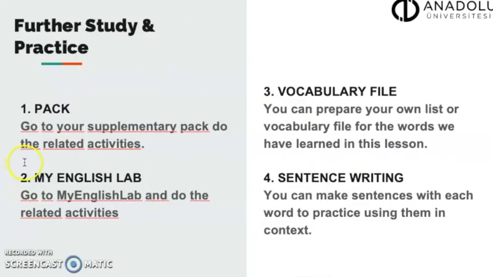For practice, you can go to your PACS, or you can go to My English Lab and do related activities. You can prepare a vocabulary file if you want about these words, and you can write some sentences. You can make sentences with each word to practice using them in context.